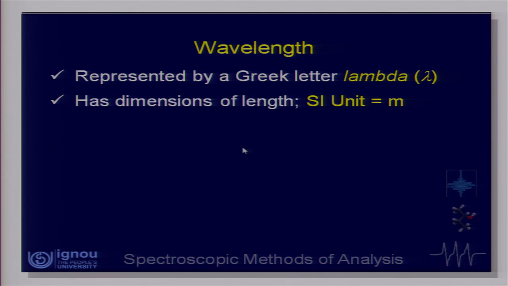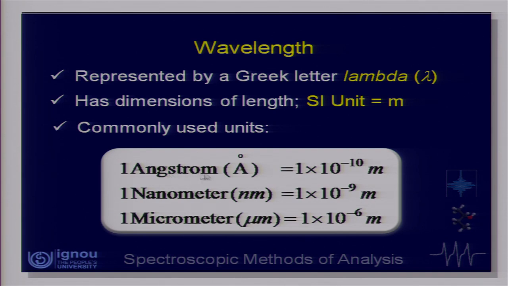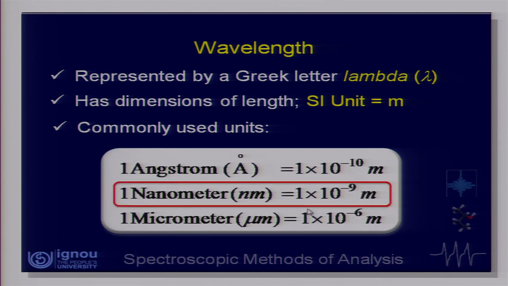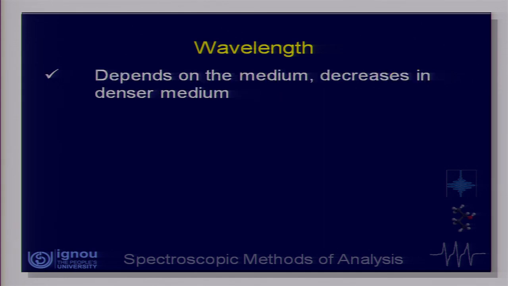Though the SI unit is meter, we commonly use terms like angstrom, nanometer or micrometer, with the following conversions. More often than not, nanometer is the most commonly used unit for wavelength, which is 1 into 10 to the power minus 9 meter. Okay. Let us go further, because we mentioned initially that light does not need any medium to travel. It can pass through vacuum, and the velocity in vacuum happens to be maximum.